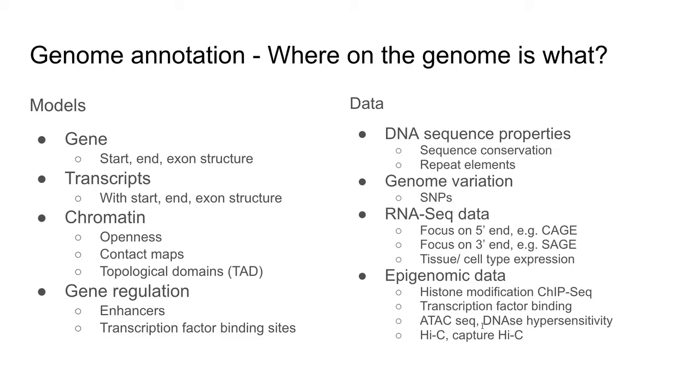Here the ATAC-seq data and DNase hypersensitivity data would be the primary data related to the openness of the chromatin. So we can show the data itself, but we can also show how these data were used in a more comprehensive way to assess openness. So there are some derived insights that are shown in the models here, whereas these are the primary data, and the Hi-C and the capture Hi-C data would be related to contact maps or topological domains.